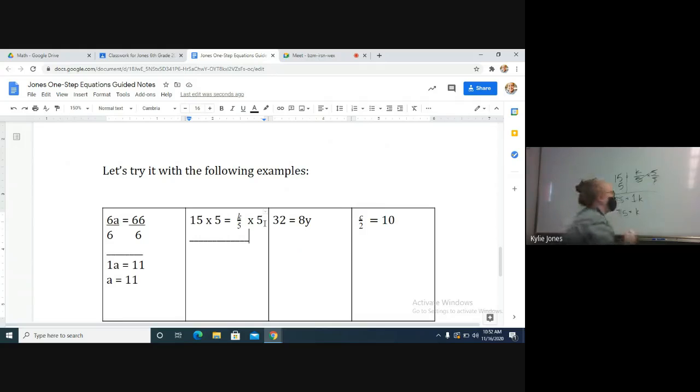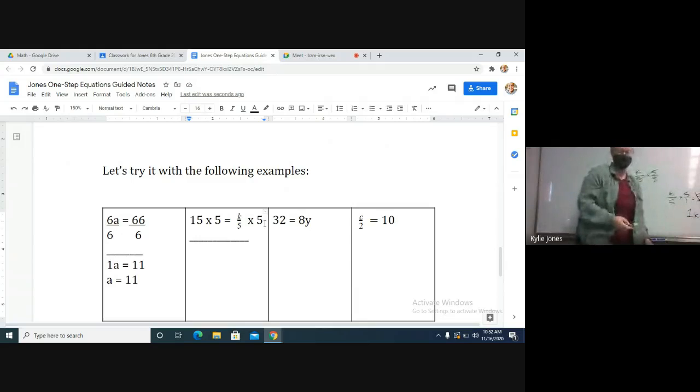So this is some unknown number k over 5 times 5 over 1, right? So k times 5 is 5k. 5 times 1 is 5. 5 over 5 cancels out to be 1. Okay.